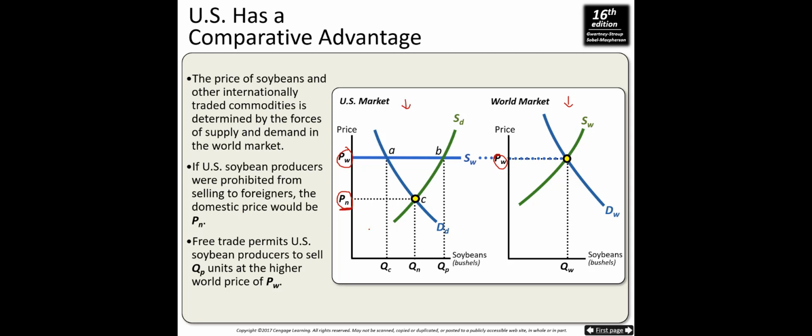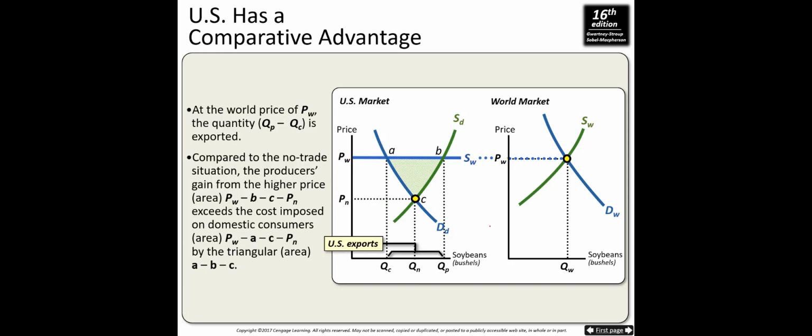And free trade permits US soybean producers to sell QP units at higher prices. So now QP units compared to QN units. Here the producers gain because they are able to sell more at a higher price with free trade, but if free trade is not allowed, they are going to sell at a PN price at QN units. At the world price of PW, the quantity between QP and QC is going to be exported. Because at that high price, the domestic demand is going to be QC and the supply is QP, so the difference is going to be exported.